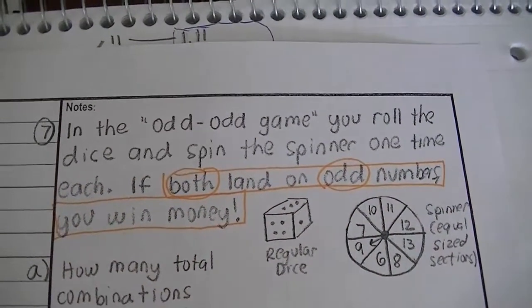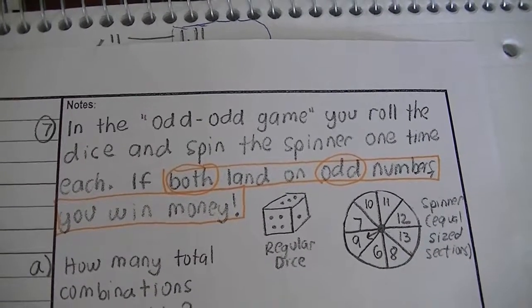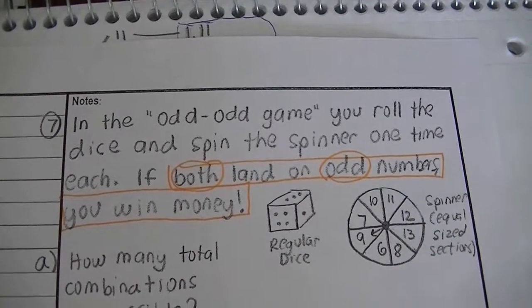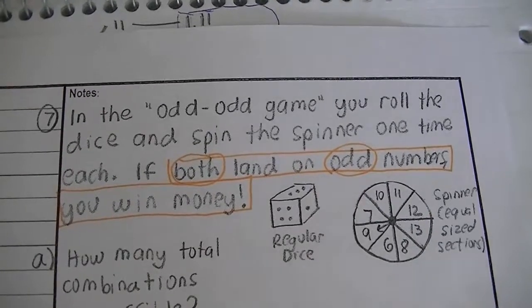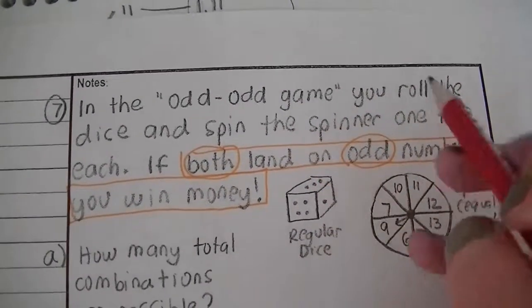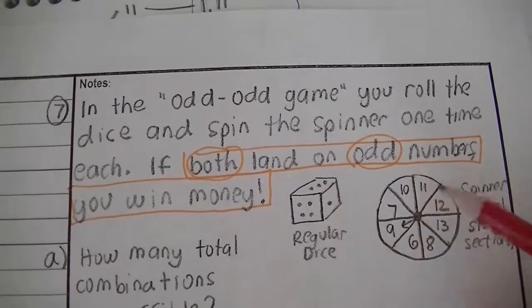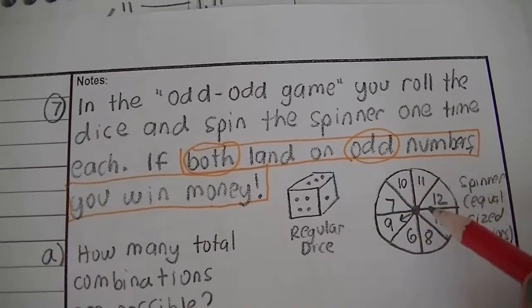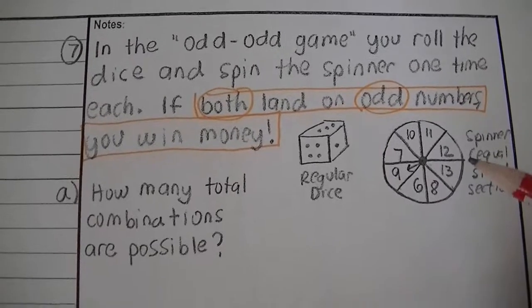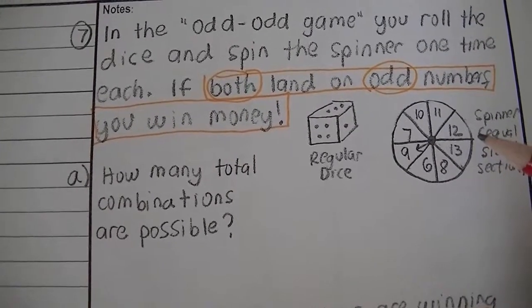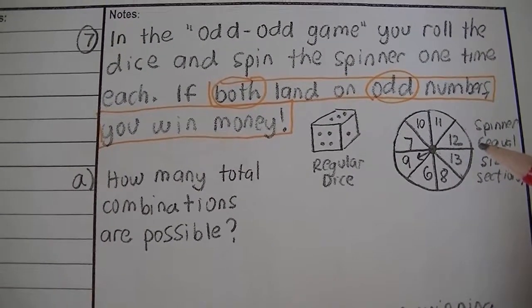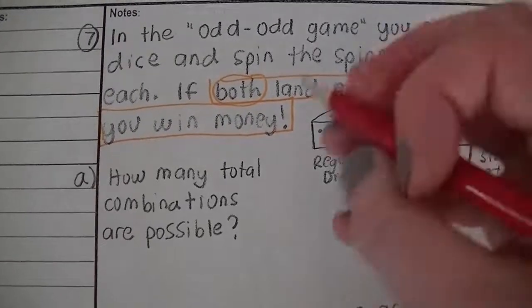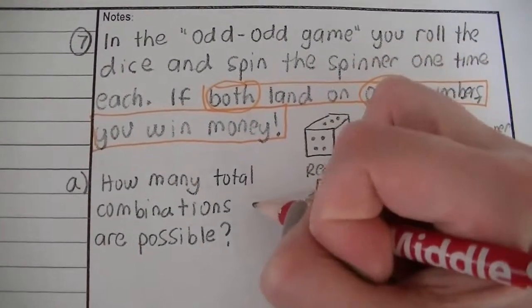In the odd-odd game, you roll the dice and spin the spinner 1 time each. If both land on odd numbers, you win money. So you're going to roll this die 1 time and spin the spinner 1 time. If you land on an odd and an odd, you're going to win money. And the first question asks us, how many total combinations are possible? So it's asking for how many are in the sample space.